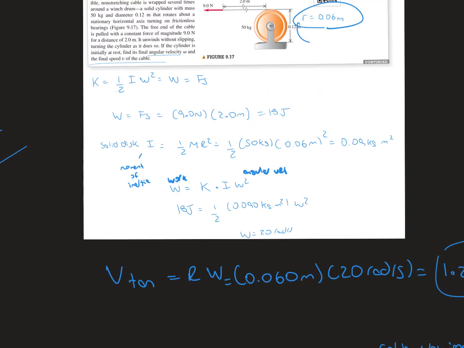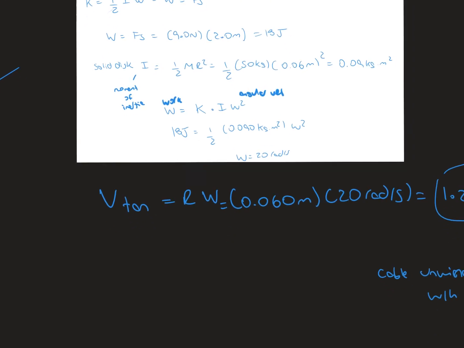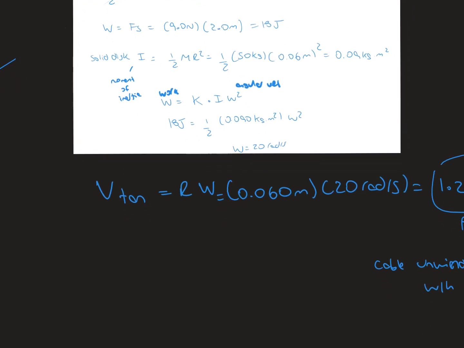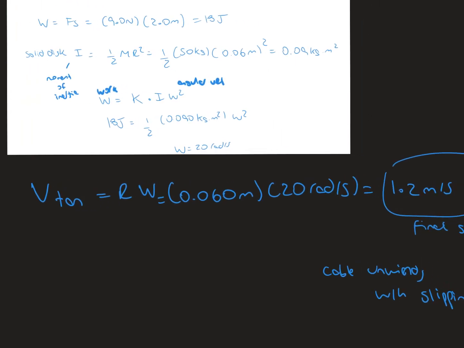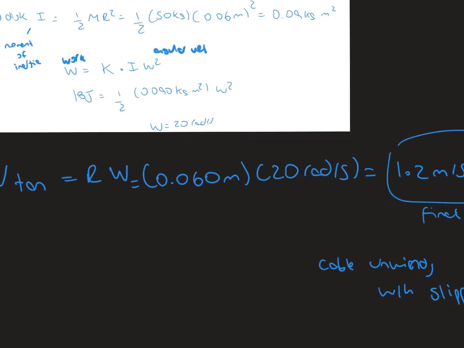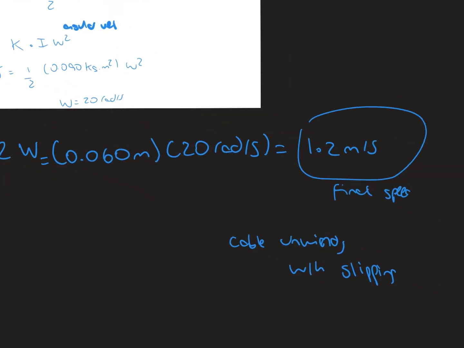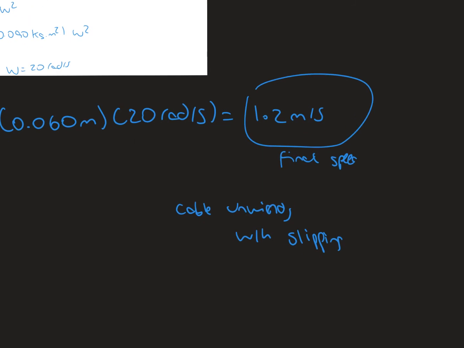Now, to find the final speed of the cable, we're looking for the tangential velocity. In this case, it's going to be represented as the radius times omega. That's going to be equal to 0.060 times 20 radians per second, what we just found, and that should be 1.2 meters per second, our final speed.